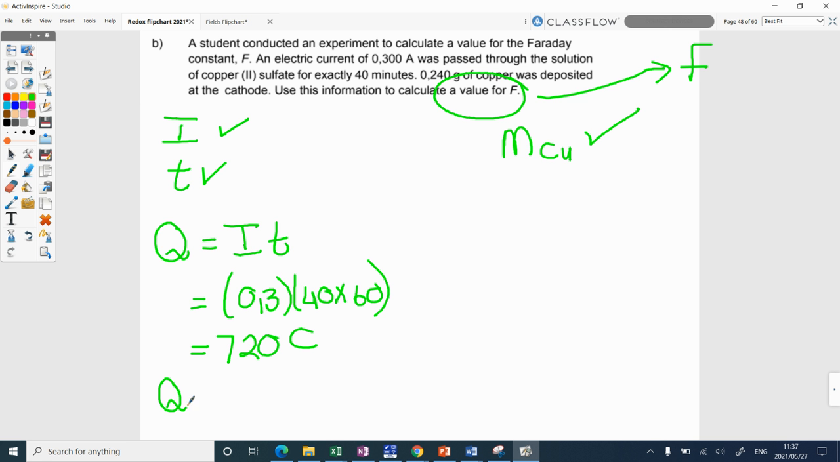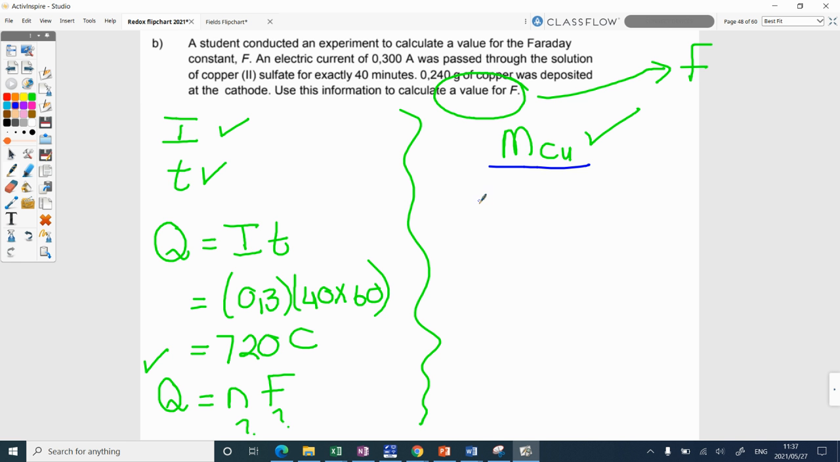Okay, so let's see. Q equals N F. Can I use this? I have Q, but do I have N? I don't have N and I don't have F because I'm not allowed to use it. So I'm stuck. As soon as you get stuck, you go to the other side. It's almost like Newton, but I don't know if you guys will see the connection. I think everything is like physics.